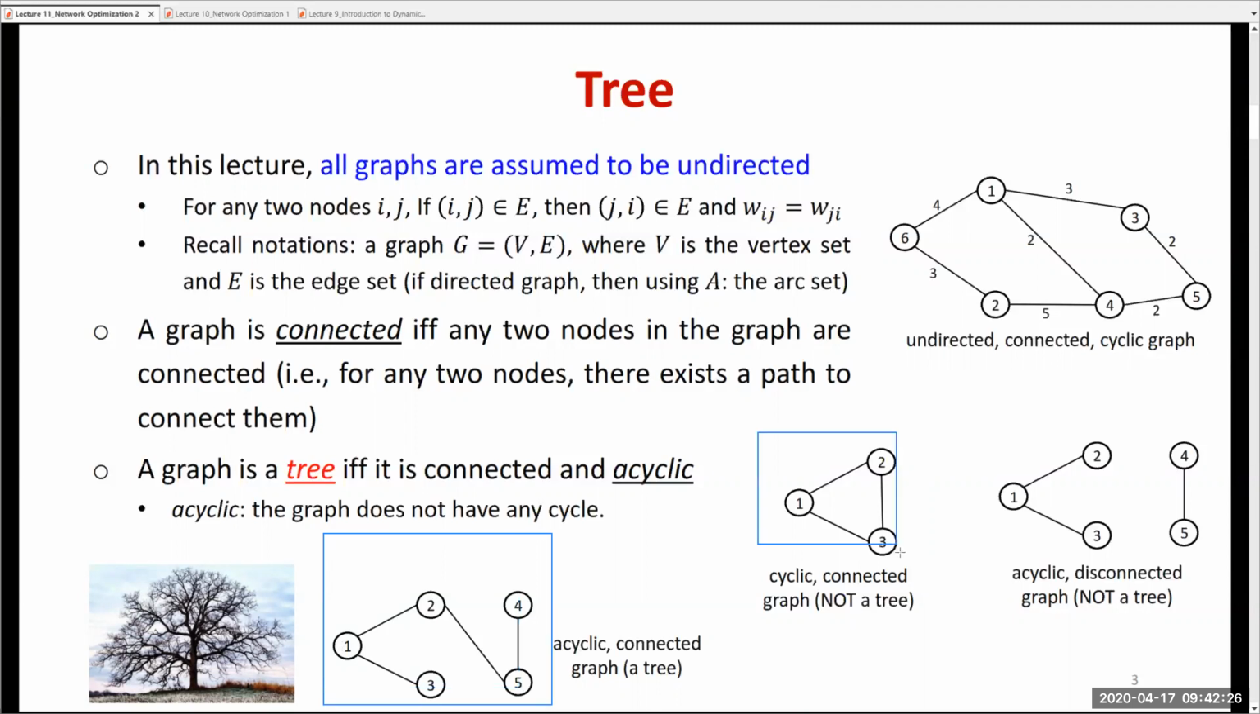But this is not a tree. Although it's connected, it is not acyclic. It is cyclic. This is also not a tree. Why? Because although it is acyclic, it's not even connected. For example, from 1 you cannot go to 4. Again, it's a tree if and only if it's connected and acyclic. Okay, in the next slide, let's see more examples.